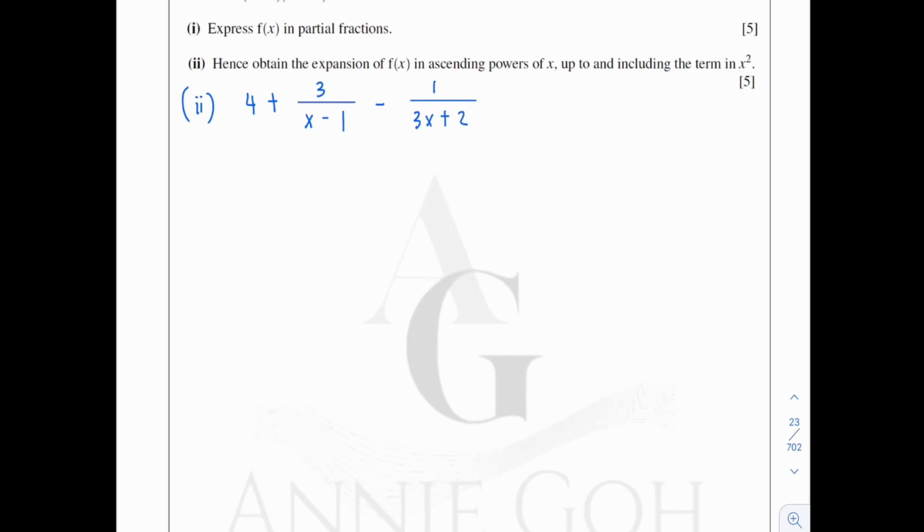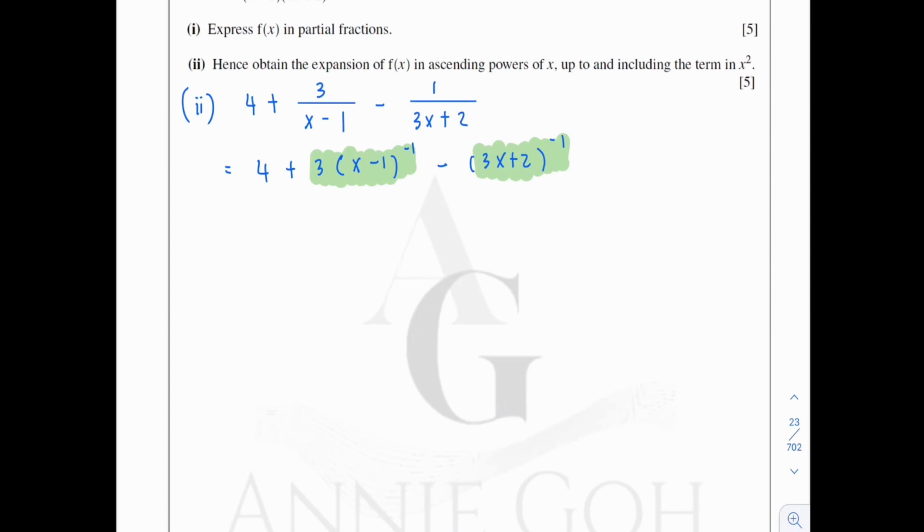Okay, so in order to solve this question, the number 4 shall remain the same, and then for the next fraction, 3 over x minus 1, we shall bring up the denominator and make it a power negative 1. The same goes to the next fraction, 3x plus 2 power negative 1. For this question, there are two expansions right here, which is this 3 times x minus 1 power negative 1, and the next one 3x plus 2 power negative 1. Let's try to expand the first one.